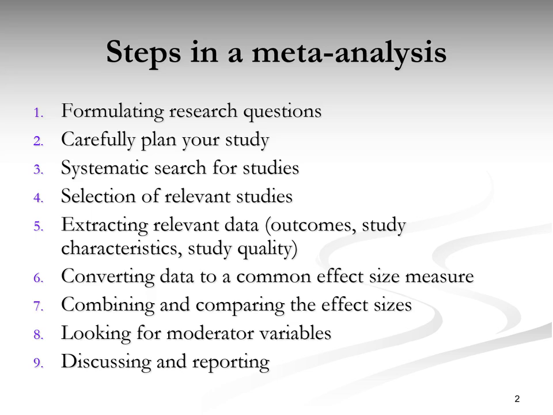In a typical meta-analysis, the following steps can be distinguished. We formulate our research question, we plan our study, we start looking for studies that possibly could be relevant for our meta-analysis. We make a selection of the relevant studies based on inclusion and exclusion criteria. We start extracting data that are relevant for our meta-analysis. This is, we look at outcome variables, we look at the study characteristics that possibly are related to the outcomes, and we look at the quality of the studies.